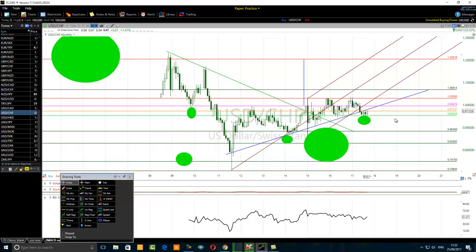That's the 50% Fibonacci retracement level. So the price was going down first. The dollar Swiss franc was going down first. Now it's above that 50% Fibonacci retracement level. But though it is a bullish zone, we want the price to be above that blue trend line.